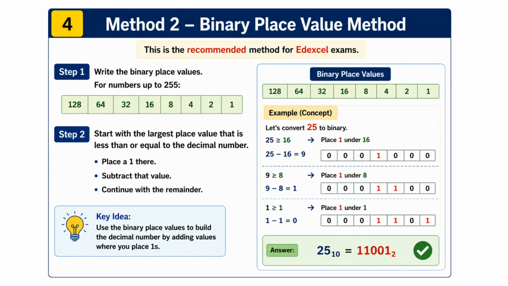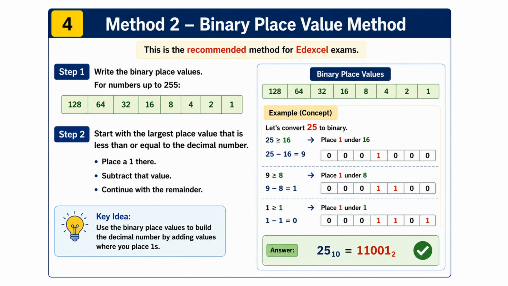We want to convert 25 into binary. First, look for the largest place value that is less than or equal to 25. That is 16. So, place a 1 under 16. Now subtract 25 minus 16 equals 9. Next, look at the remainder, 9. The largest place value less than or equal to 9 is 8. Place another 1 under 8. Now, subtract 9 minus 8 equals 1.